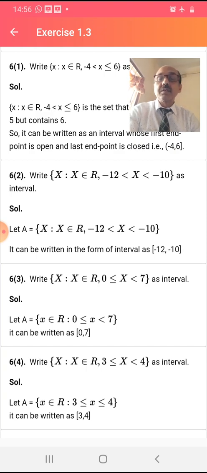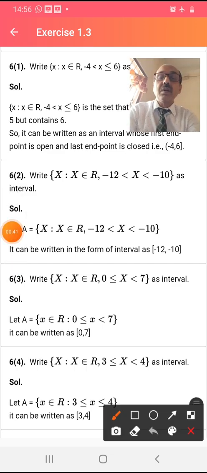Chapter set, exercise 1.3, question number 6. This question 6 is about intervals. So we know open interval, closed interval, and open-closed and closed-open. So these are the types of intervals.